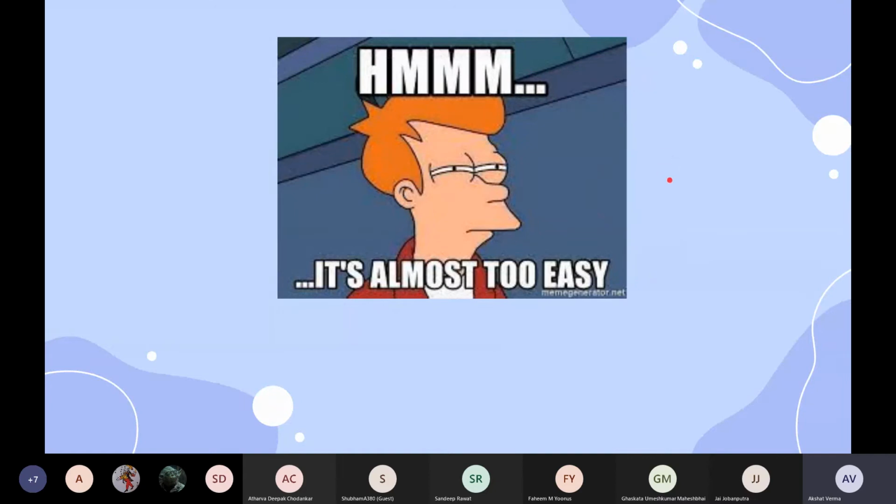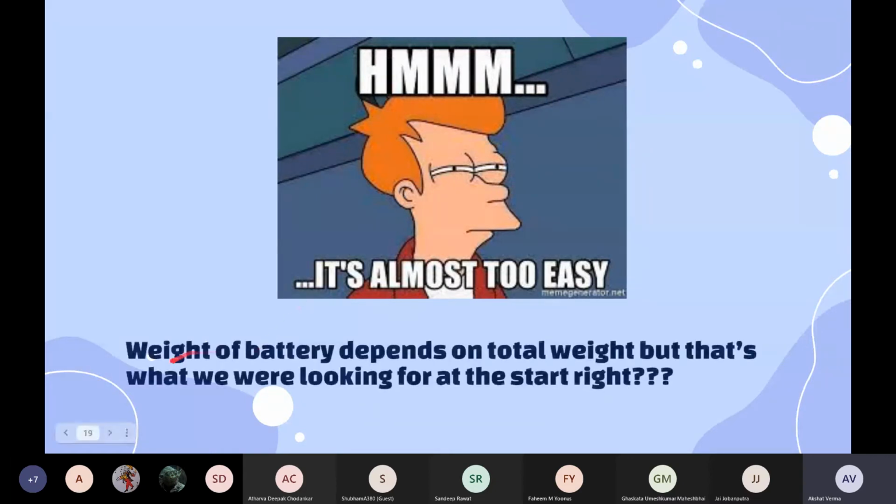All right, so I'll tell it. What happened is the weight of battery, as we saw, depends on the total weight of the aircraft, right? So we saw in the previous equation that the weight of battery was depending on the total weight, but that is what we are looking for, right? We don't know what will be the weight of our aircraft in the beginning, right? So we need to get through this: how can we calculate the weight of battery if it depends on the total weight of our aircraft in the starting, because we don't have the total weight of aircraft.